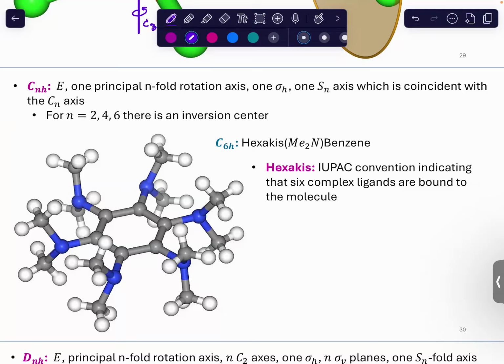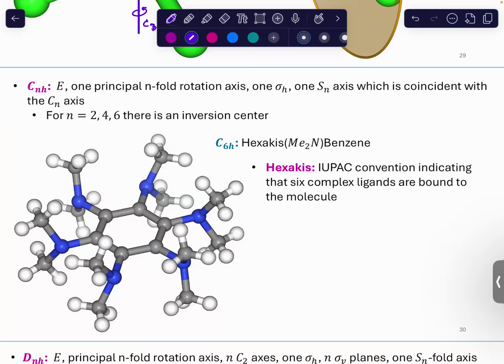So, hexakis methyl nitrobenzene. Let's just look at the methyl nitro part of that. What is that representing in this molecule? That's the blue ones, right? Yep. I think it's more like dimethyl nitro, but you see the nitrogens with the 2 methyl groups on them. That is your Me2N. Those are your Me2N groups. Benzene, of course, we see in the middle.